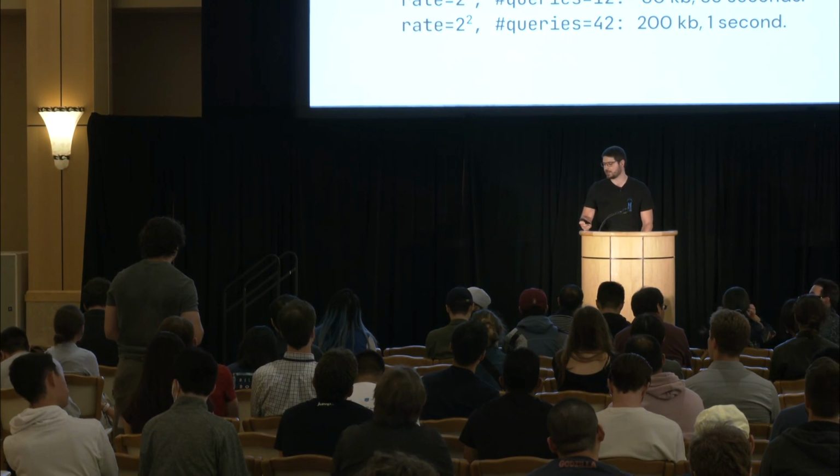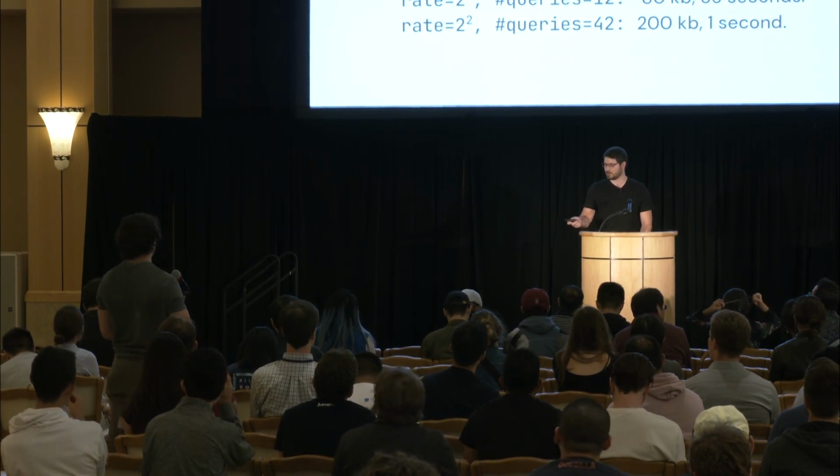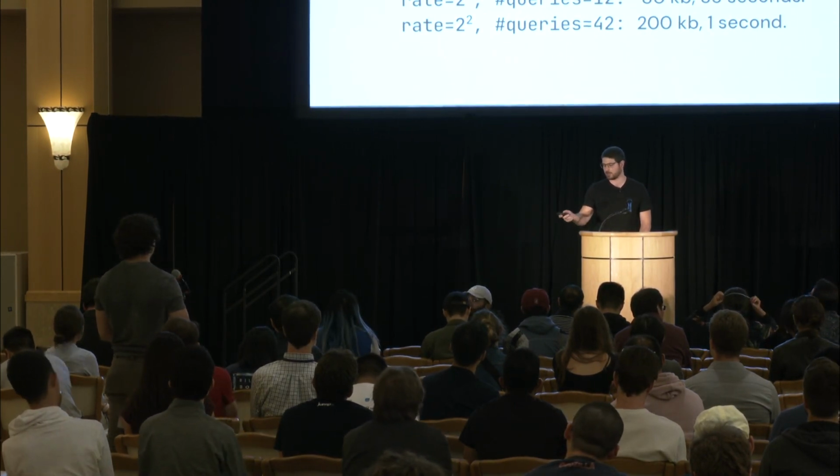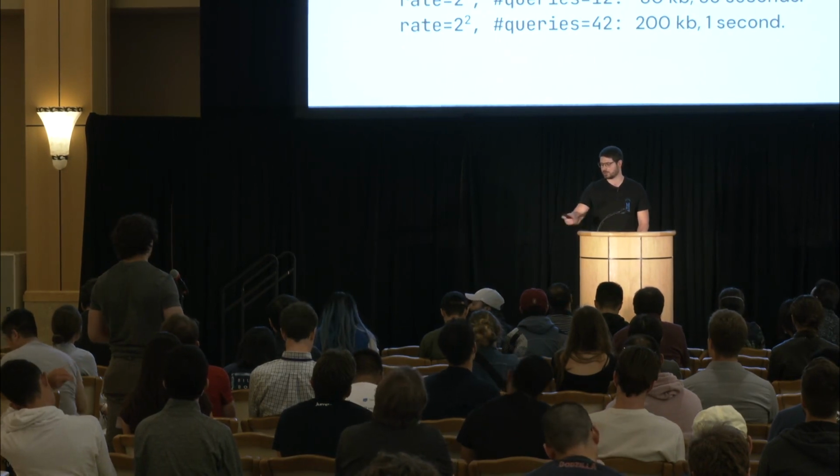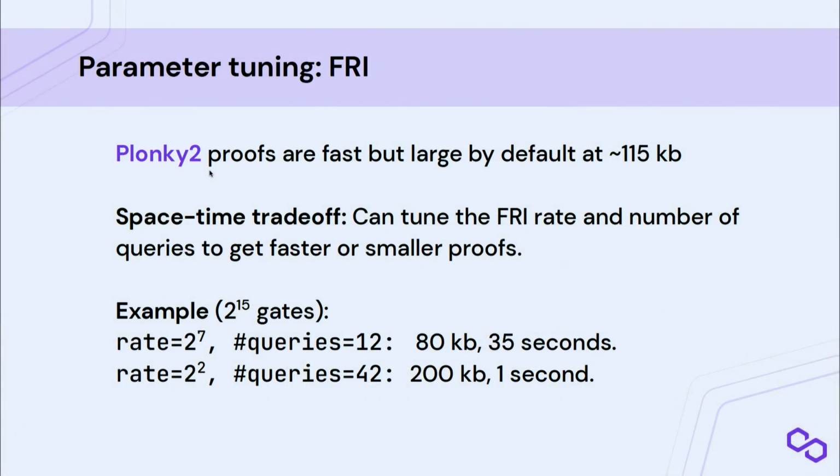Okay, so the relation is that if you multiply the rate, or the logarithm of the rate, so 7 in the first example, times the number of queries, that gives you your security. So there's a multiplication. So it is a linear relationship. Yeah, it's smooth. So you can really tune it as you want.